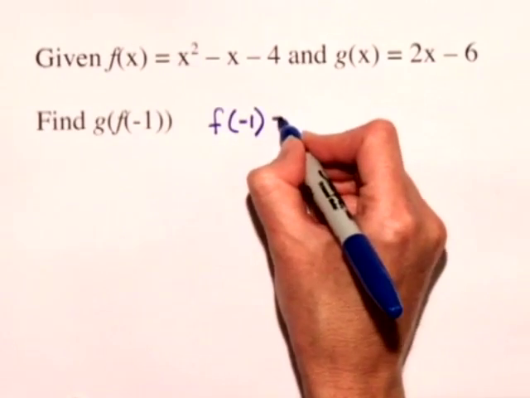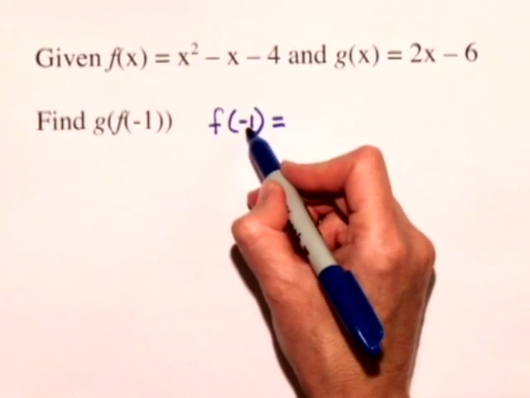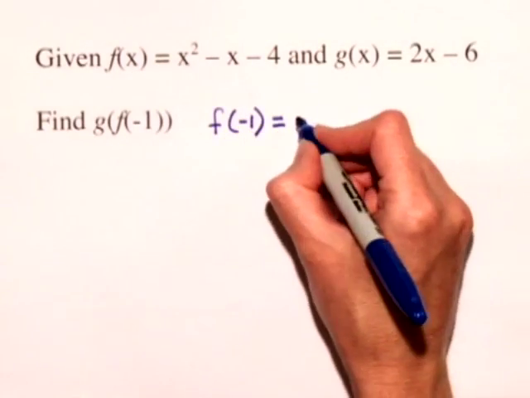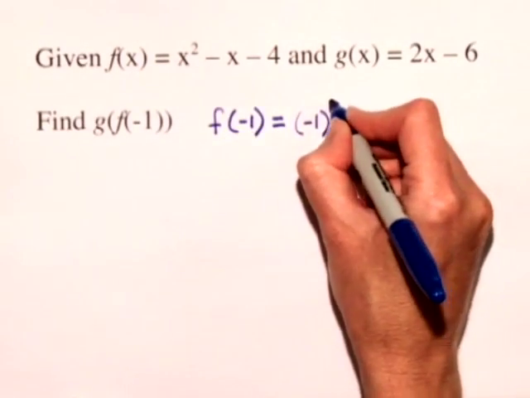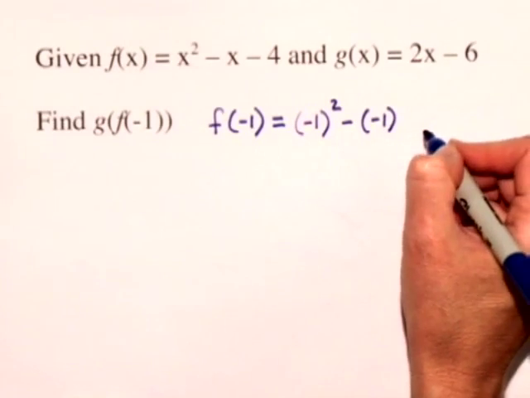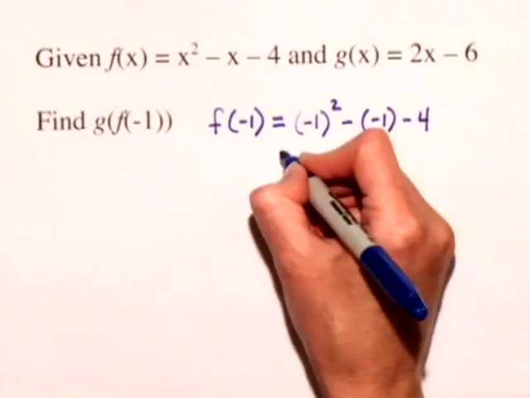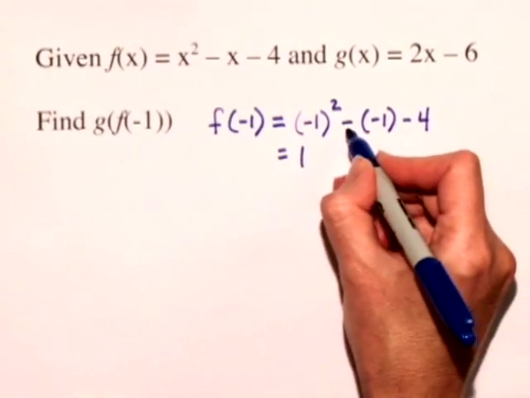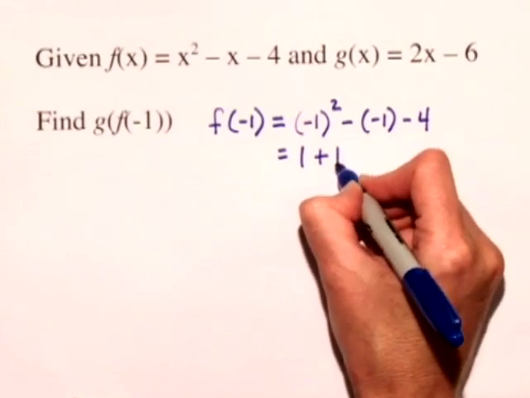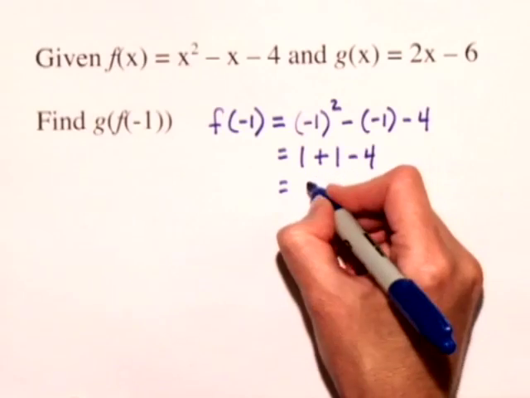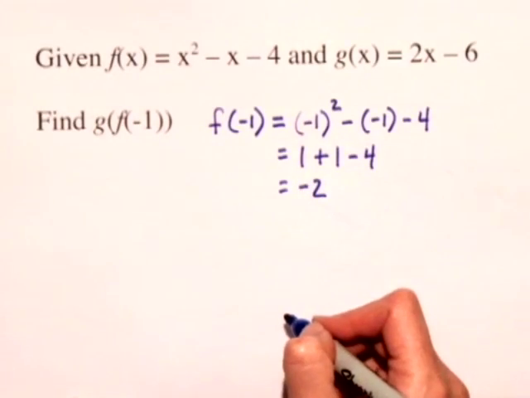f of negative 1 simply means we substitute negative 1 everywhere we see an x in f of x. So we get negative 1 quantity squared minus negative 1 in for x minus 4. And negative 1 squared is positive 1. Minus negative 1 becomes plus 1 minus 4. And we get 2 minus 4, or negative 2.